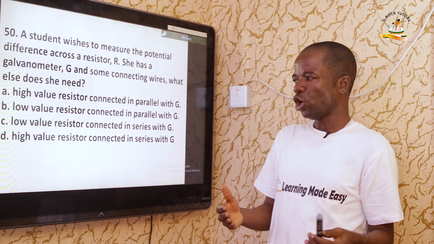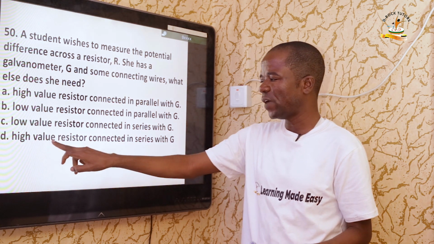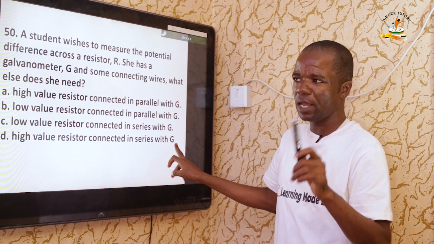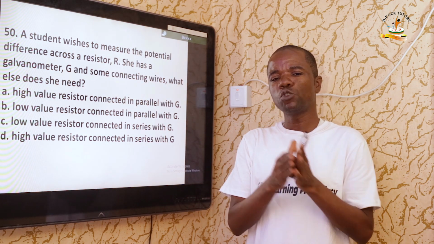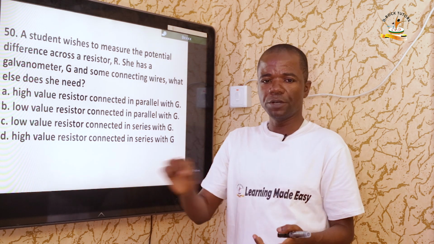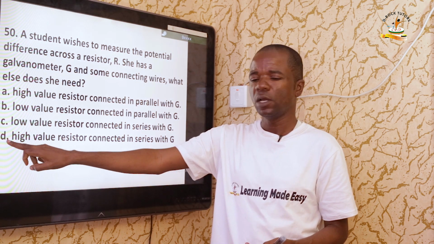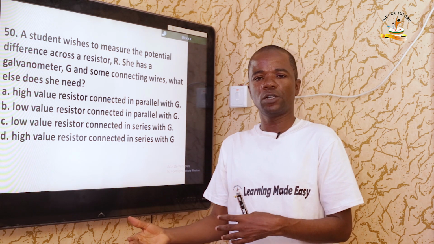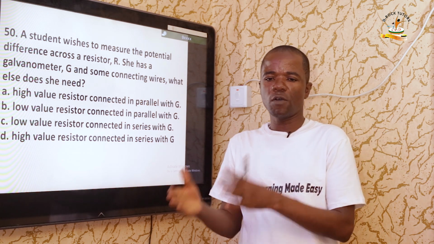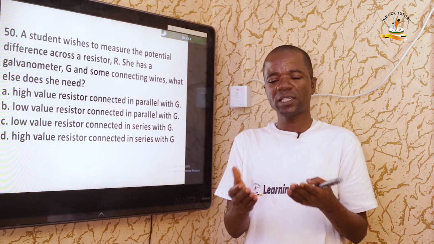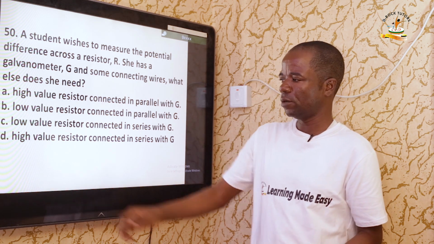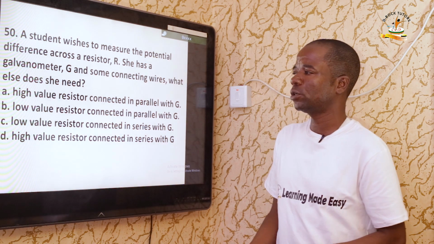So if you look at the options now, that's going to be option D, high value resistor connected in series with the galvanometer. Once again, a galvanometer can be converted to a voltmeter by connecting a high resistor called a multiplier in series with it. So that makes option D the correct answer. As an addendum to this, we can also convert a galvanometer to an ammeter. How do we convert a galvanometer to an ammeter? By connecting a low resistance called a shunt in parallel with it. So don't forget, the correct answer here is option D.